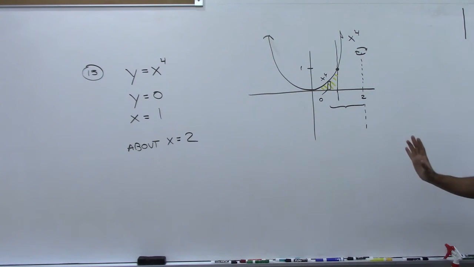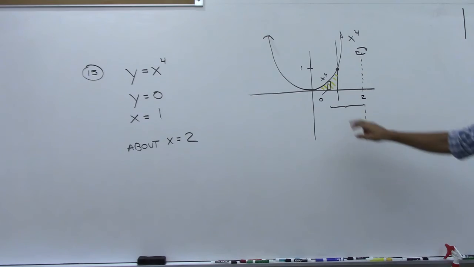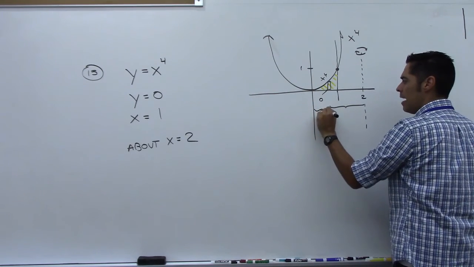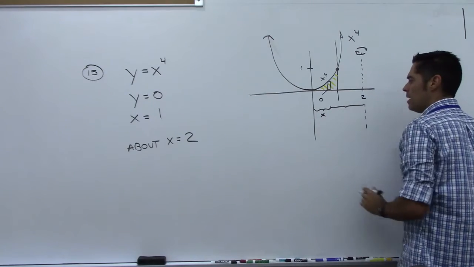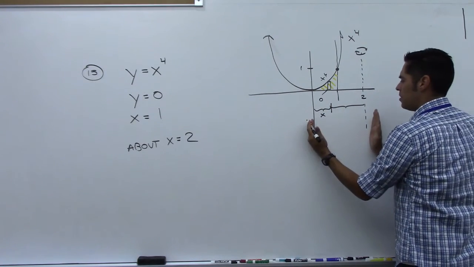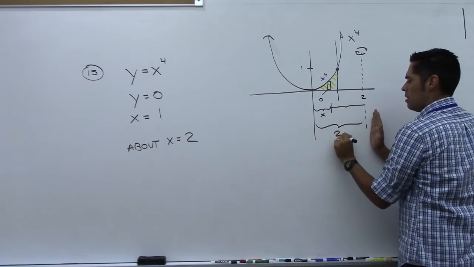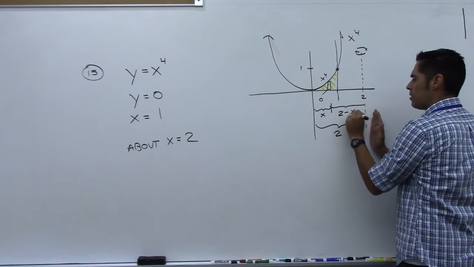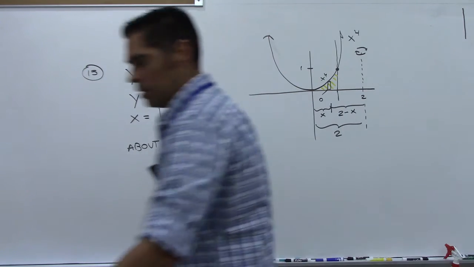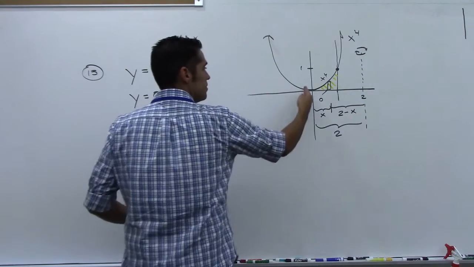So this is different than what we've done in the past. I'm not calling that x. See, the distance from the y-axis to the rectangle, now that's x. We need the distance from here over. Now, I know the entire distance is 2, so that means that this is 2 minus x. So that's the difference in this problem from what we've seen before. I'm also going to integrate from 0 to 1.